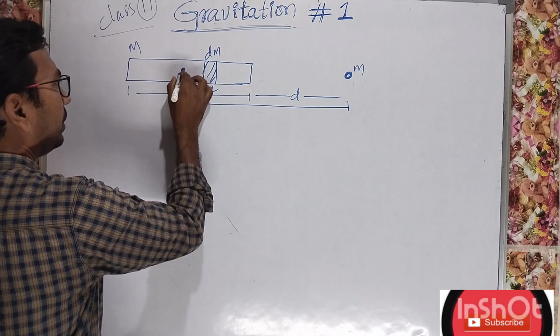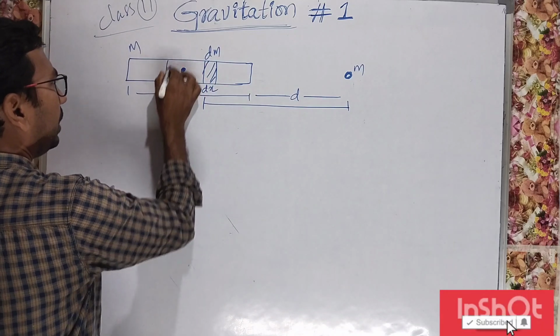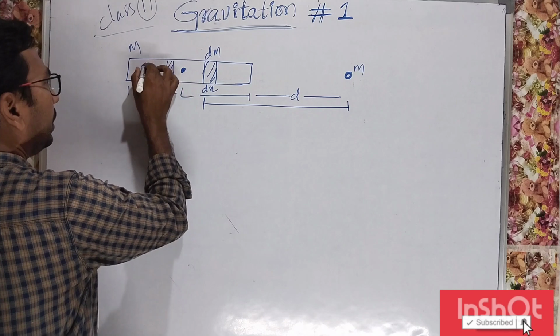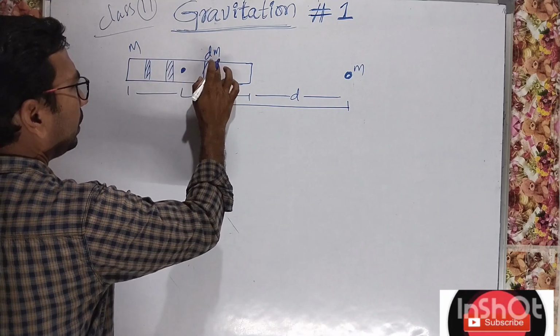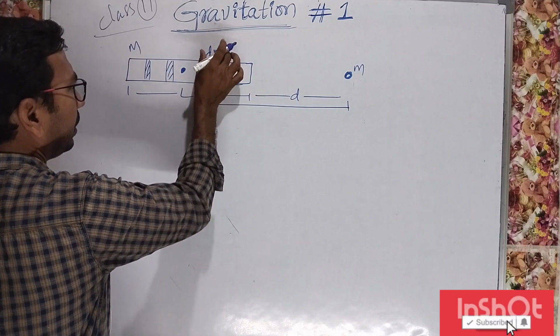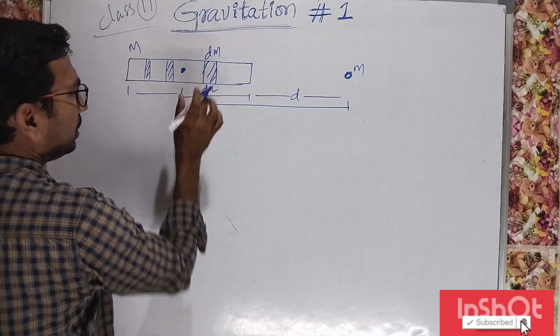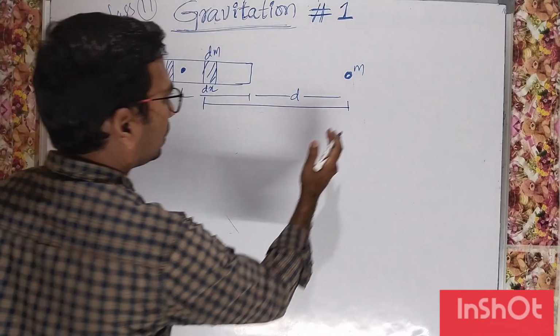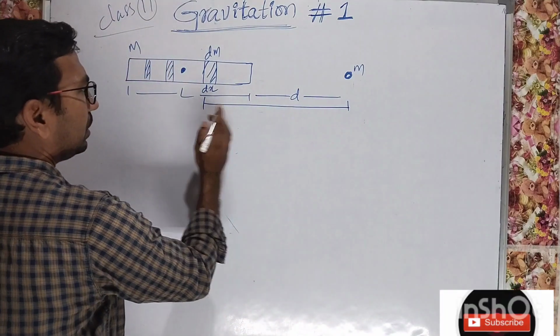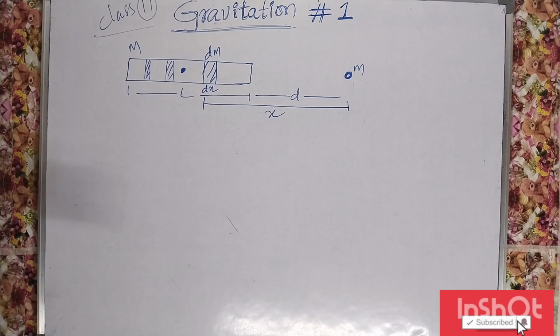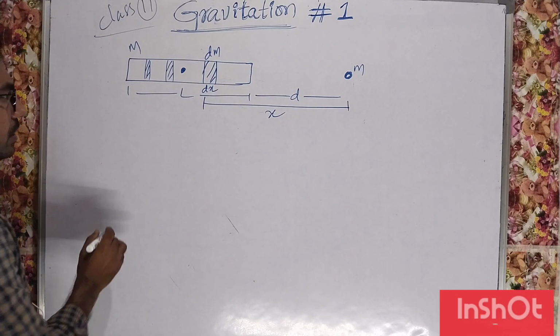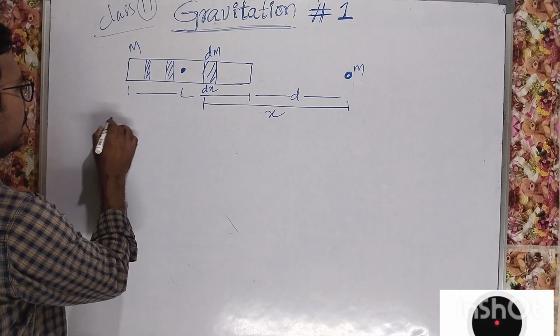This is the center of the rod. Like that, an infinite number of elements are there. I will consider one element of mass dm and thickness dx, at distance x. First we can find dm.